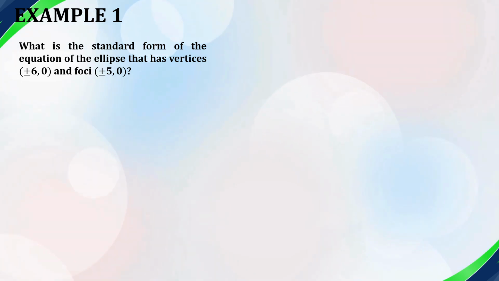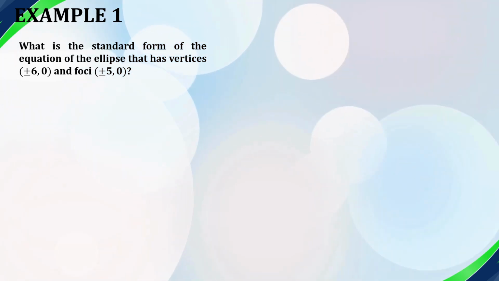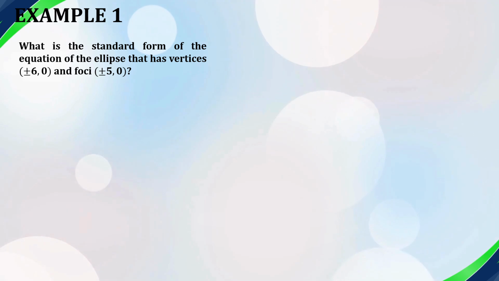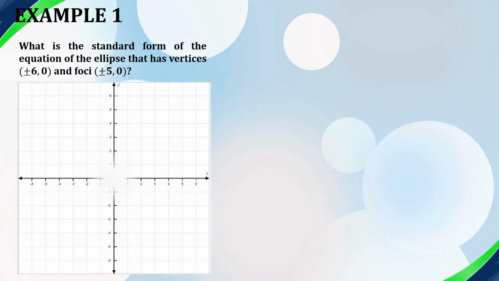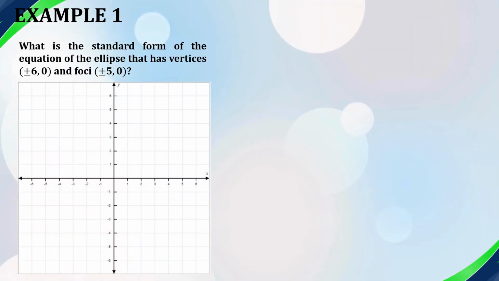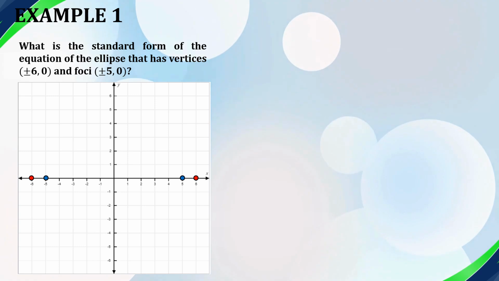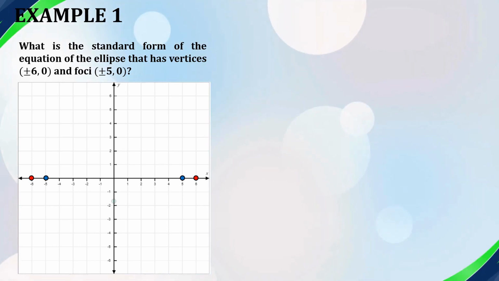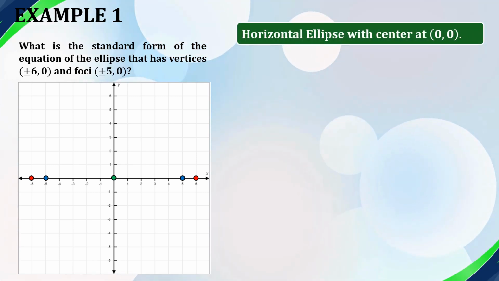To find the equation of the ellipse, let us plot the points in the Cartesian plane to visualize its orientation. Let us locate the given points. The vertices with coordinates positive 6, 0 and negative 6, 0, and the foci with coordinates positive 5, 0 and negative 5, 0. This means that the center is located at the origin with coordinates 0, 0. From the points, we can say that it is a horizontal ellipse with center at the origin.